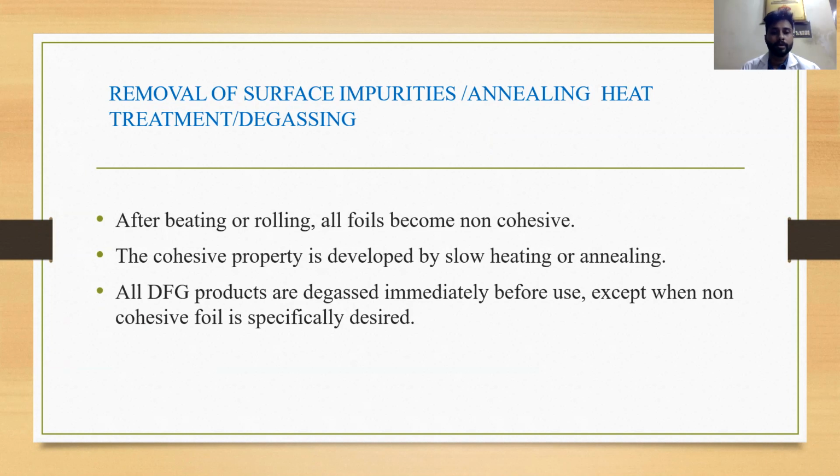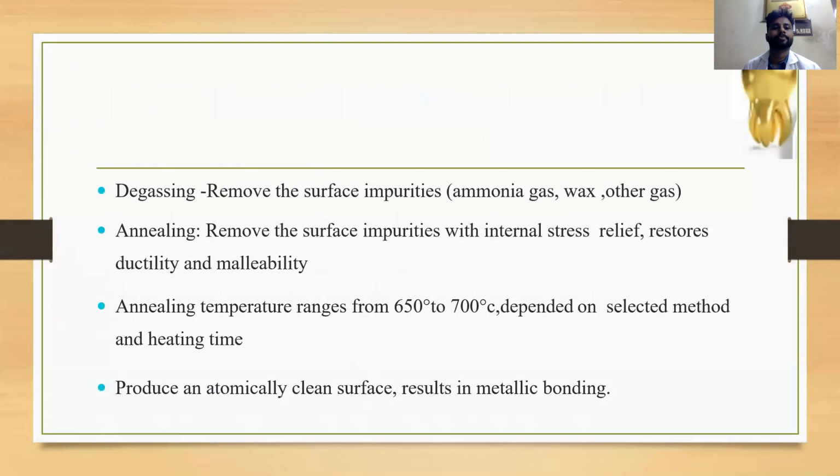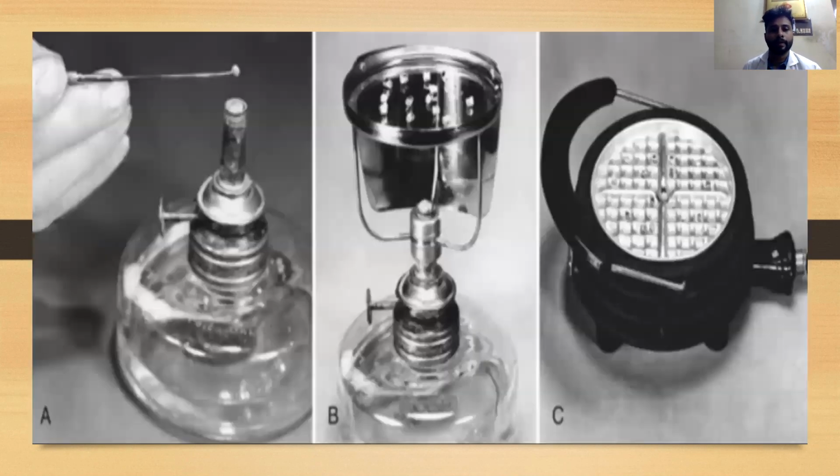All direct filling gold products are degassed immediately before use, except when non-cohesive foil is specifically desired. Degassing is the removal of surface impurities such as ammonia gas, wax, and other gases. Annealing is the removal of surface impurities with internal stress relief, which restores ductility and malleability. Annealing temperature ranges from 650 to 700 degrees Celsius depending on the selected method and the heating time. It produces an atomically clean surface which results in metallic bonding.